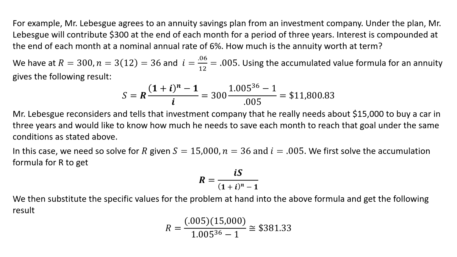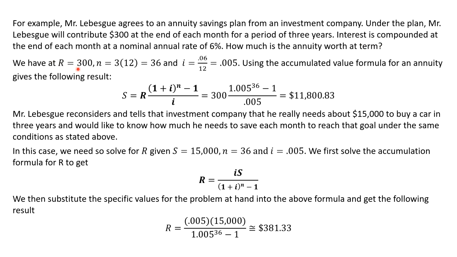Let's look at a few examples. Mr. LeBay agrees to an annuity savings plan from an investment company. Under the plan, Mr. LeBay will contribute $300 at the end of each month for a period of 3 years. Interest is compounded at the end of each month at a nominal annual rate of 6%. How much is the annuity worth at term?